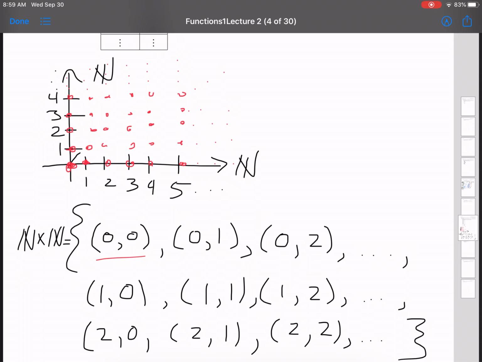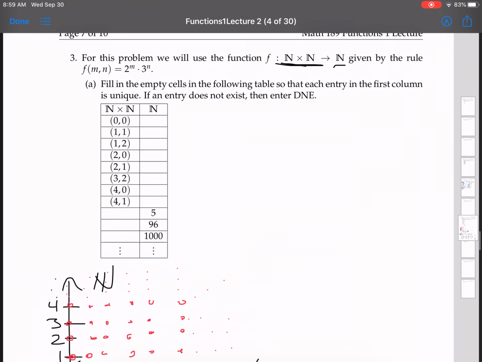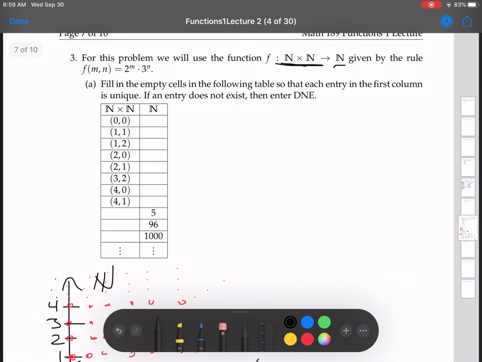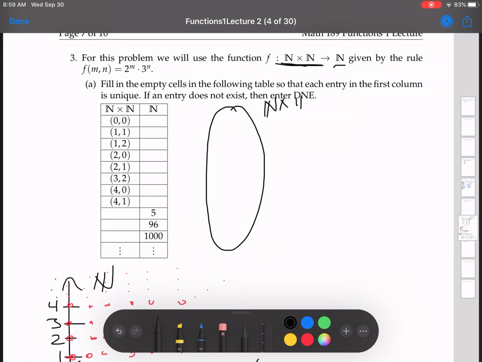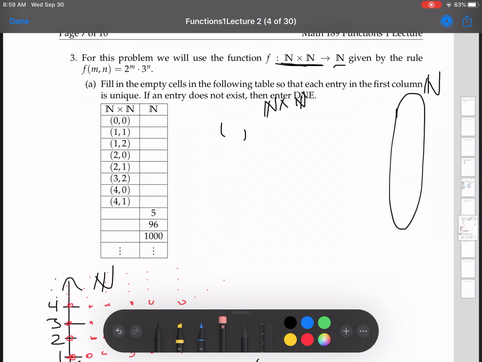Now we can look at the graph of this in two ways. The way that you saw in the reading, you can think of it as a bubble diagram. You've got N cross N over to N. I think I'm going to do this a little better here. Let's draw the ordered pairs first, then put the circle around them. I think that makes sense.